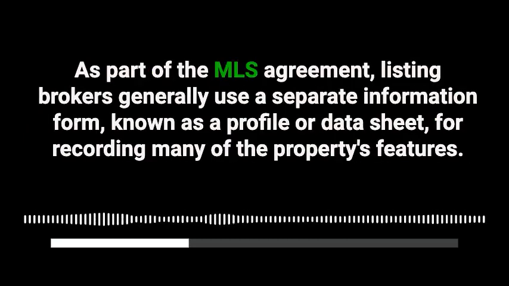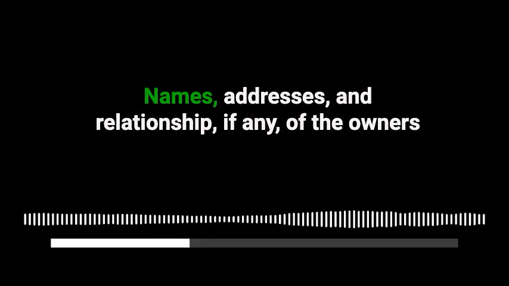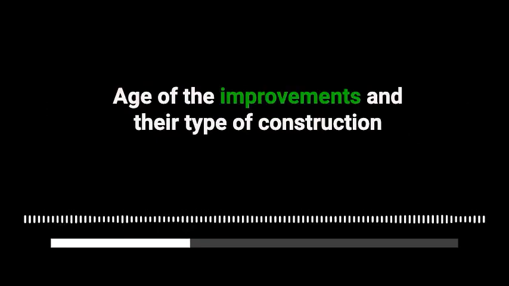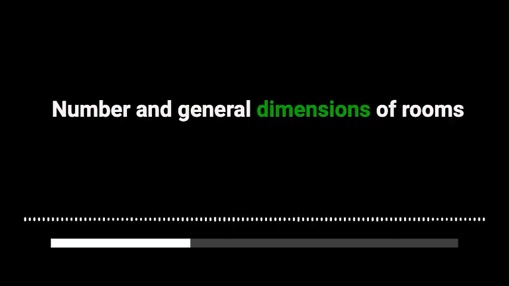As part of the MLS agreement, listing brokers generally use a separate information form, known as a profile or data sheet, for recording many of the property's features. This information generally includes the following: names, addresses, and relationship, if any, of the owners. Legal description of the property. Size of the improvements. Age of the improvements and their type of construction. Number and general dimensions of rooms.